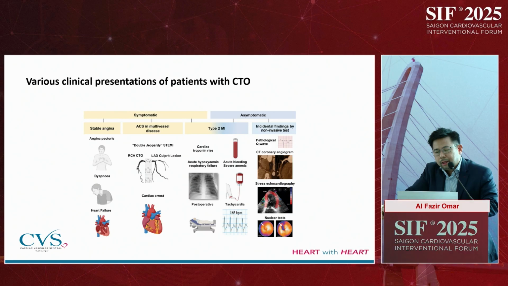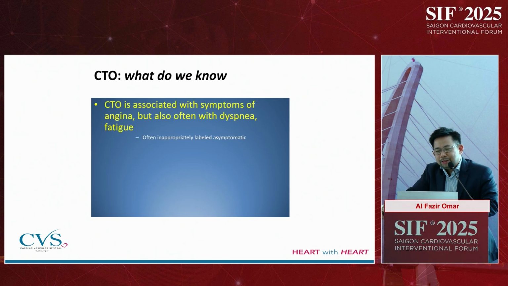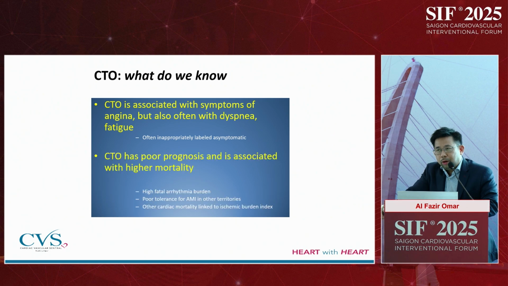So this is where we need to think about how to approach our CTO, because when we are young, we want to do all the complex PCI, and when we get older, we want to do more simple, more DCB, keep it easy, nothing left behind. So CTOs, we know, are associated with angina, but also with dyspnea and fatigue. And sometimes they are inappropriately labeled as asymptomatic, okay? And what happens is that when it's simple to do, we'll do it, and if it's too complex, we say, okay, medical treatment, so it becomes a bit biased.